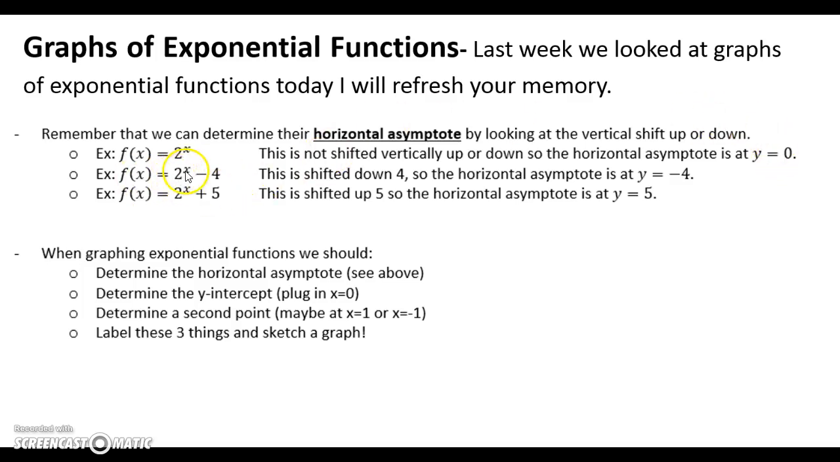If you have a graph like 2^x minus 4, you're shifting the graph down 4, so there's a horizontal asymptote at negative 4. Similar for the plus 5, then it would be at 5. When graphing exponential functions, first always determine the horizontal asymptote, then the y-intercept by plugging in x equals 0, and then pick some second point, maybe at 1 or negative 1. Once you have the 2 points with the asymptote, you'll be able to see if it is decreasing or increasing.